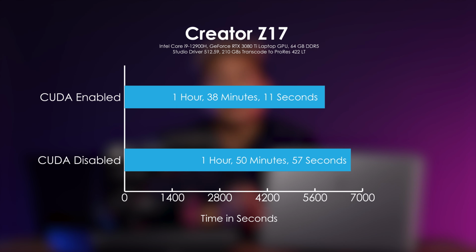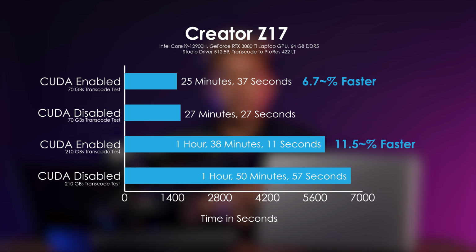When I first thought of this idea, I thought the gap was going to be a lot bigger, so I thought, maybe 70 GB isn't enough. I'm primarily a solo shooter. What if there needs to be more footage or more data for CUDA acceleration to really shine? So to try and simulate this, I duplicated the footage a couple of times inside Media Encoder. I increased it from 70 gigs to 210 gigs and ran the transcodes again. With this new test, it was about 12 minutes faster. It took 98 minutes when CUDA acceleration was enabled and 110 minutes when it was disabled. So to summarize the results from these two tests, CUDA accelerated video transcoding in Adobe Media Encoder on the Z17 was about 6.7 and 11% faster, respectively.